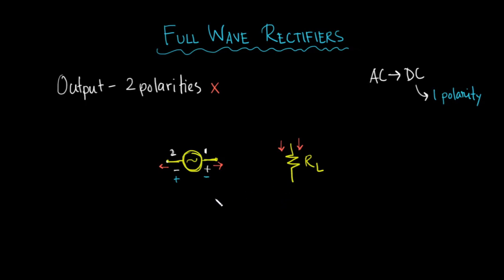Well, suppose in the positive cycle, when terminal 1 is more positive than terminal 2, if we connect our circuit like this, then in which direction will the current go through? Can you tell me?